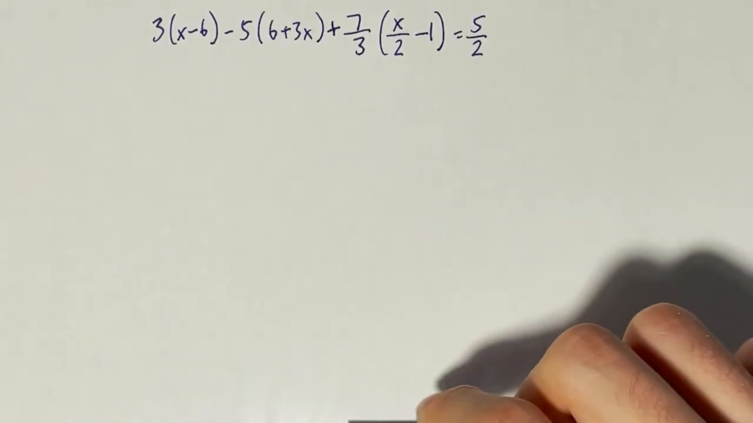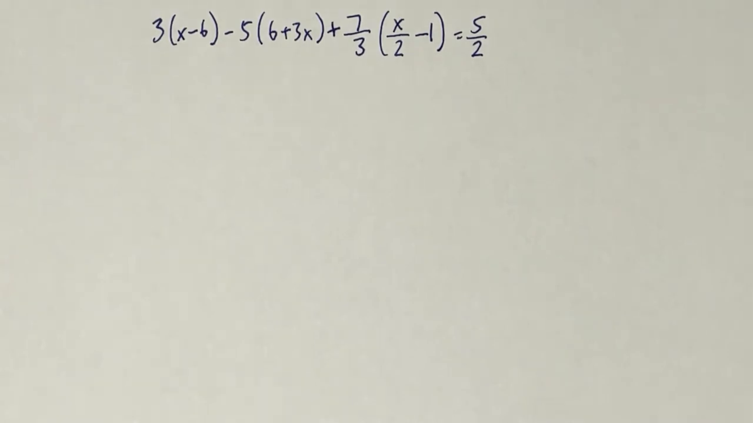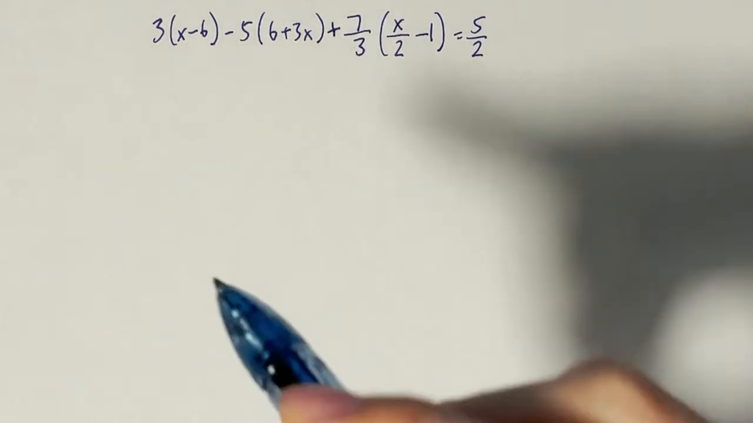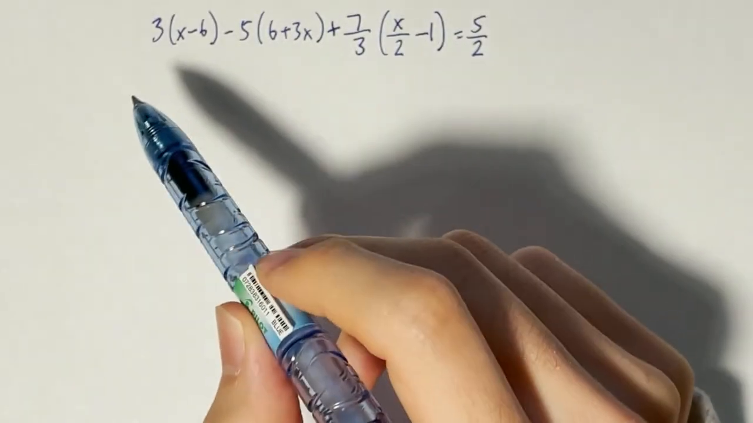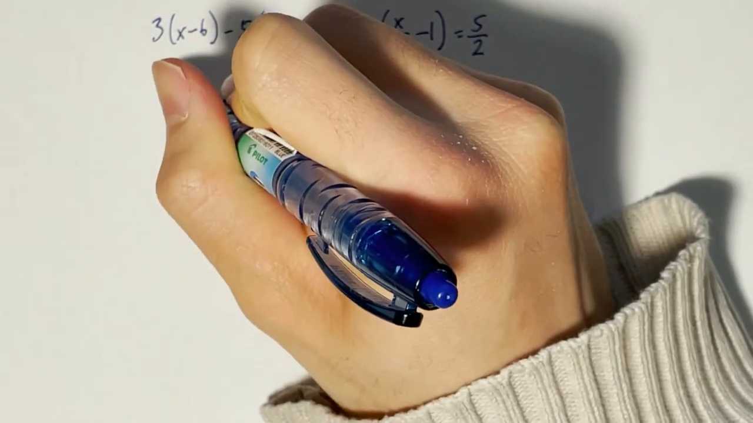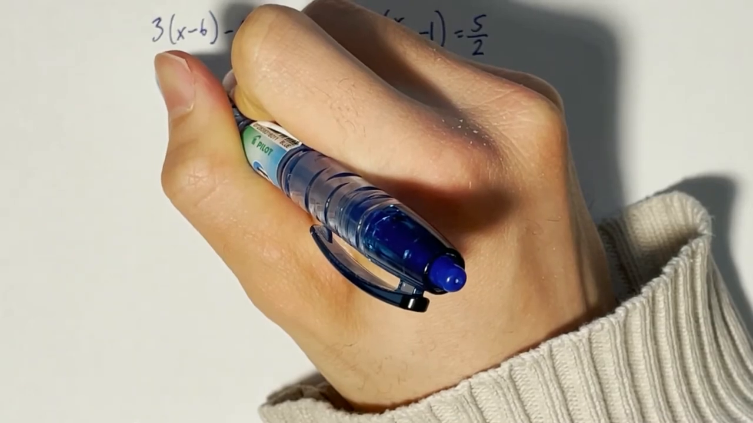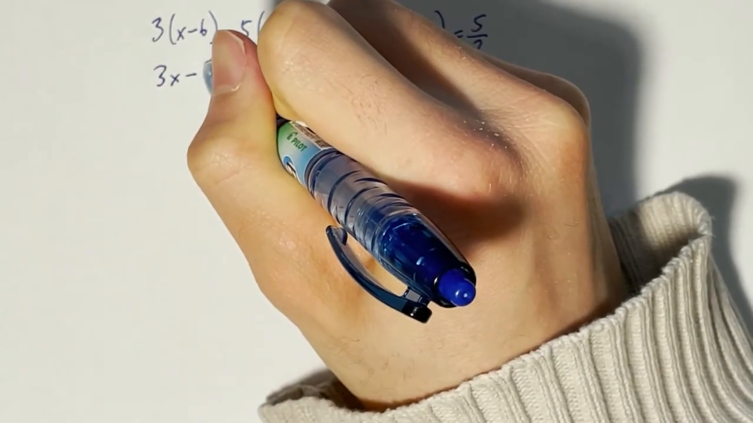In the second equation, we have 3 times quantity x minus 6, minus 5 times quantity 6 plus 3x, plus 7/3 times quantity x over 2 minus 1, equals 5/2. Now the first step when I see this is I will use the distributive property to distribute the factors outside the brackets into the brackets. So here we go. We have 3 times x minus 6, we expand that to 3 times x, minus 3 times 6 is 18.